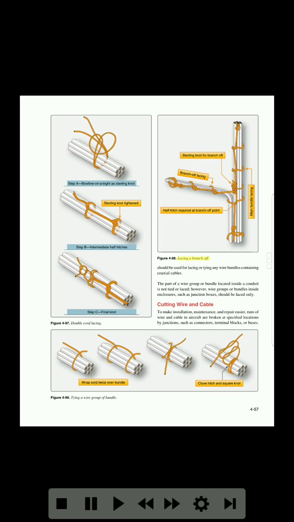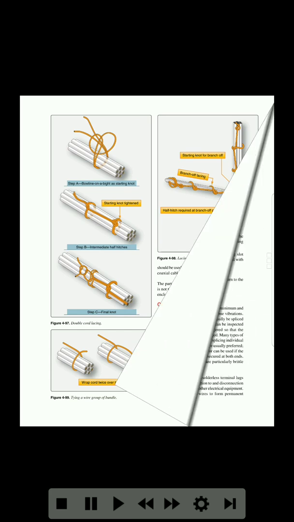Lacing a branch off. Should be used for lacing or tying any wire bundles containing coaxial cables. The part of a wire group or bundle located inside a conduit is not tied or laced. However, wire groups or bundles inside enclosures, such as junction boxes, should be laced only. Cutting wire and cable. To make installation, maintenance, and repair easier, runs of wire and cable in aircraft are broken at specified locations by junctions, such as connectors, terminal blocks, or buses. Wrap cord twice over bundle, clove hitch into square knot. Figure 4-99. Tying a wire group or bundle.